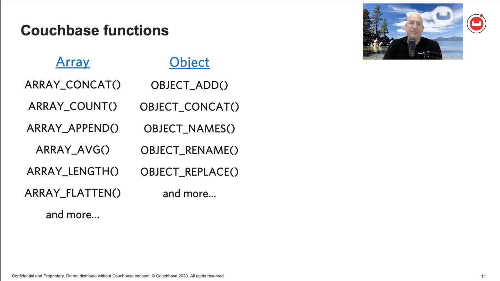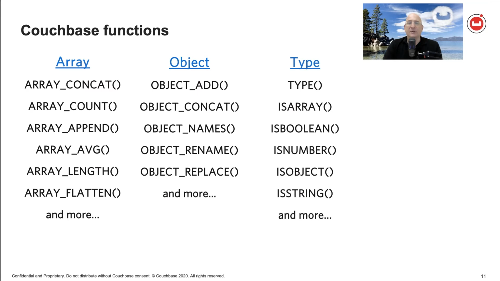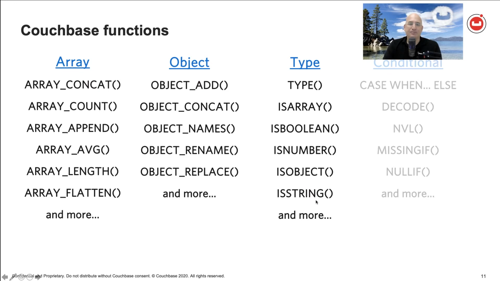Type functions, for example, enable you to get the type of a given attribute or field. The function called type gets a field and returns the string number if it is a number. It returns string if it is a string. It returns null if it is null. The functions isArray, isBoolean, isNumber are all Boolean functions that return true or false depending on the field's type, and there are all kinds of them.